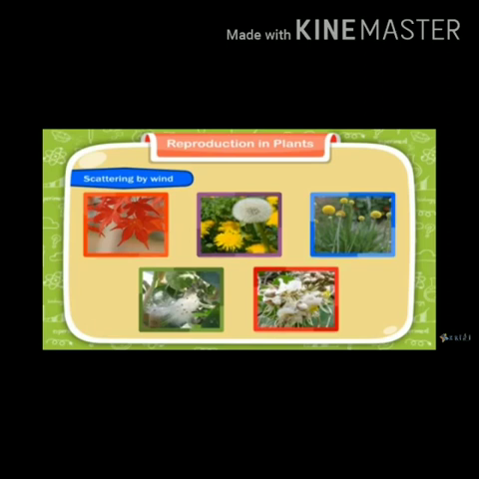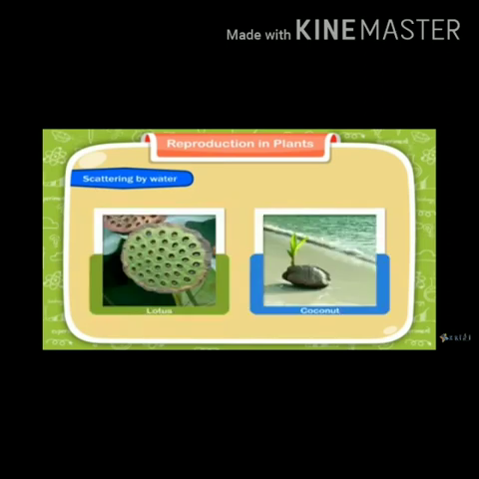Scattering by water. Some plants like lotus and coconut grow in or near the water. The fruits and seeds of these plants are easily dispersed by flowing water. The coconut has a thick covering of fiber and the lotus plant has a spongy part that helps them to float. So the seeds reach far away from the parent plant.